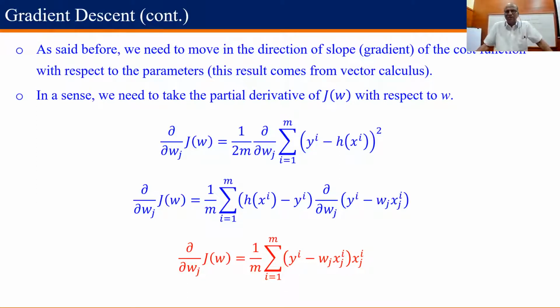What is the jugaad there? Because of the minus and minus, we adjust by writing it as h of xi minus yi. Then the dou by dou wj goes on: yi minus wj xji. Please note now that yi is a data point. It cannot be differentiated. Xj is also a data point. So what we are looking for is a derivative with respect to wj.